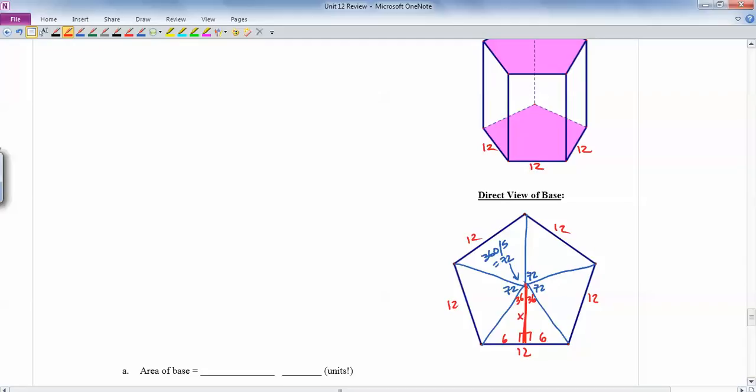I can't use Pythag, but I can use trig. And if I use tangent, that is going to be equal to 6 over x. So if I multiply the x over, and then divide both sides by tan 36, then we get 8.25829.